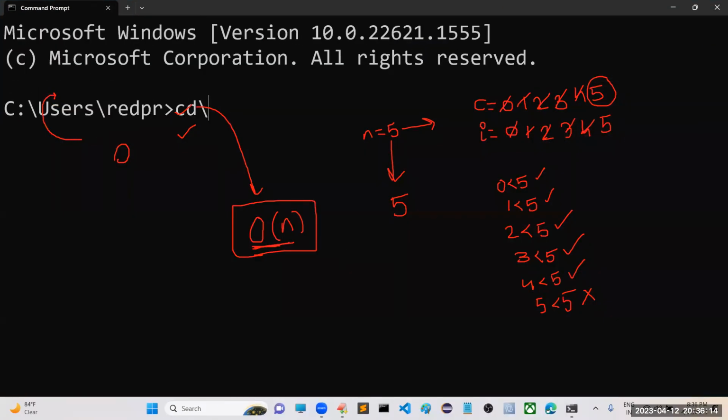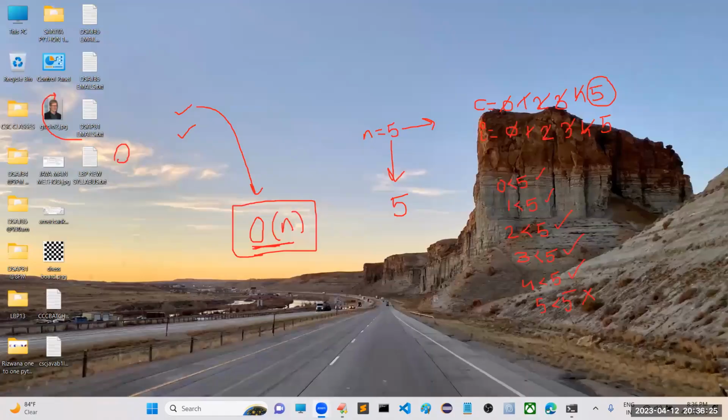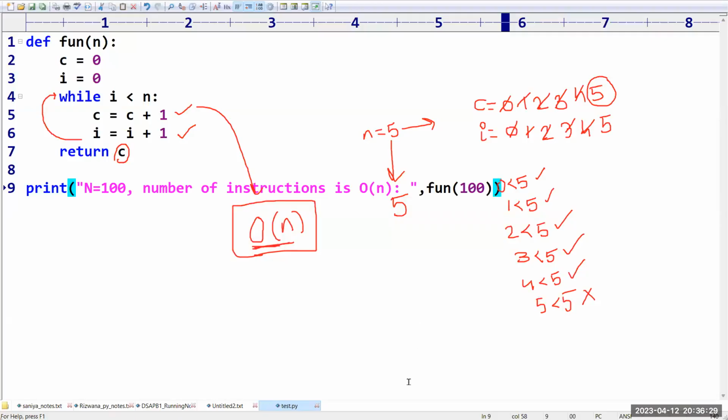Let us cross check. I am going to take the terminal. So py space test.py I am running. You can see how many times it is running: 100 times. So the time complexity of this algorithm is nothing but big O of n. I request everyone to please confirm, is this first example clear for you people?